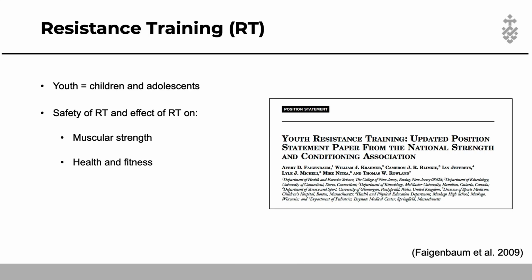Now, the following information about muscular fitness in early life mainly comes from this particular paper, which is a position statement on youth resistance training from the National Strength and Conditioning Association. So this paper defines youth as broad terms that cover children as well as adolescents. And we're going to be discussing some of the key points in regards to this position statement, including things like the safety and efficacy of resistance training in youth, general guidelines for programming appropriate resistance training in young people, as well as the effects of resistance training on muscular strength and health and fitness variables in children and adolescents.